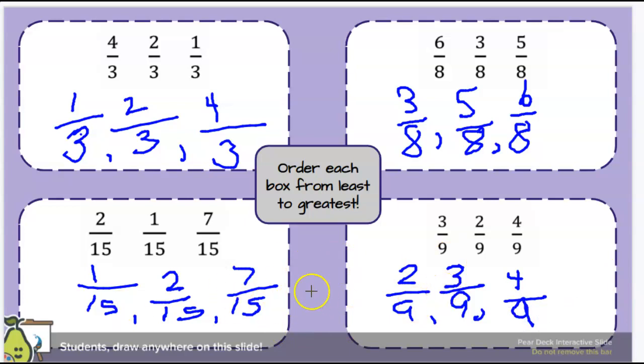So you see, if the denominators are the same, it makes it a lot easier. That's why on Monday, we're going to change, or another word for change is convert, all of our fractions to have the same denominator, because then it's really easy to tell what's least to greatest.